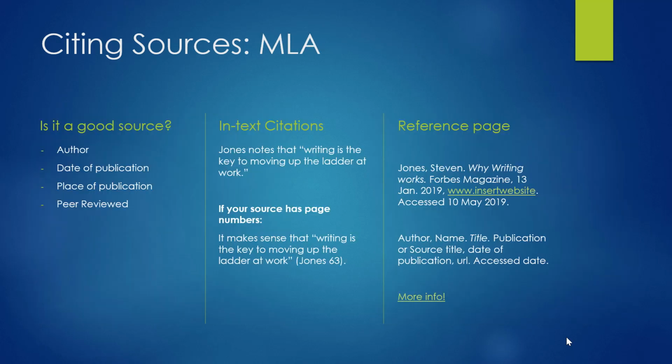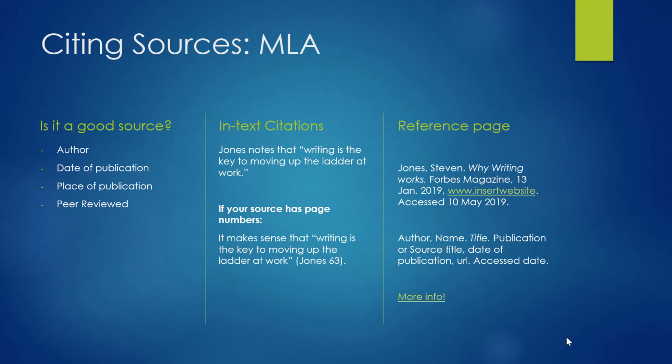So, we're talking about MLA, and the way that we cite sources in MLA is actually not that complicated. You really just need five key pieces of information. But let me back up a second, and we're going to look at the left hand column. The first most important thing before you cite a source is to make sure that the source is a good source, something that's reliable. And the way we can do that is by starting with the author. Who is the author? Are they a respected expert in their field? Do they have the proper credentials to be talking about the topic they're talking about?